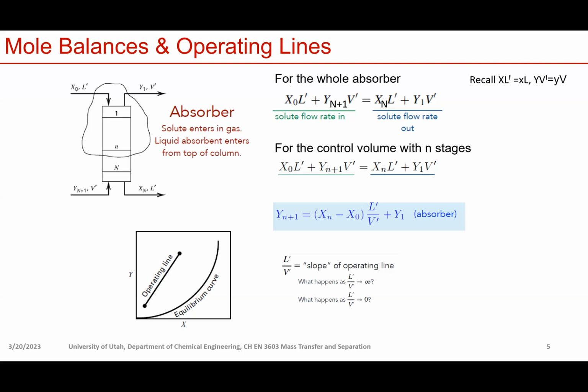Now we have this slope of the operating line. What happens if the slope goes to infinity?